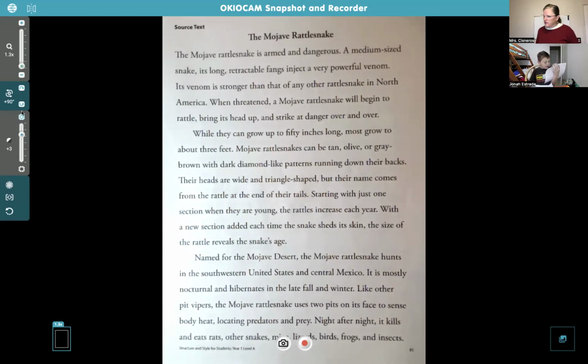Starting with just one section when they're young, the rattle increases each year with a new section added. Each time the snake sheds... Starting with just one section. When they're young, the rattle increases each year. I know that's a good one. And then the next sentence is really good too. Did you underline both of those sentences or just one?